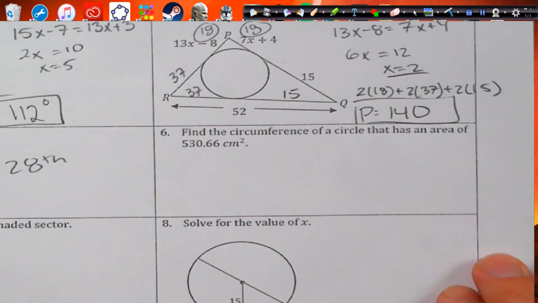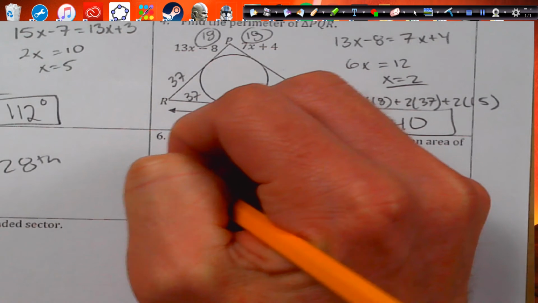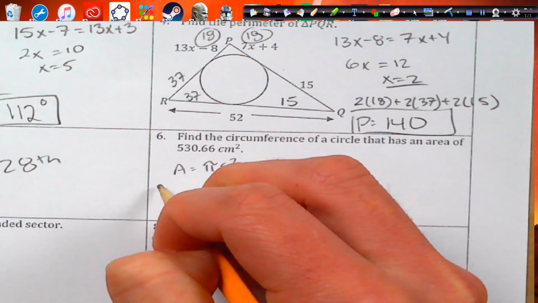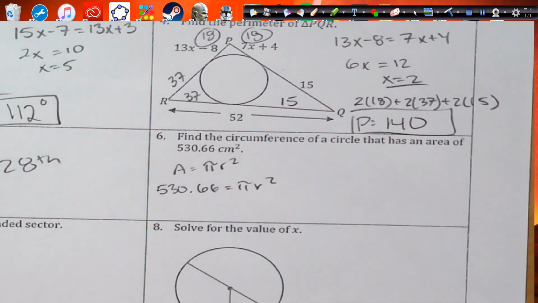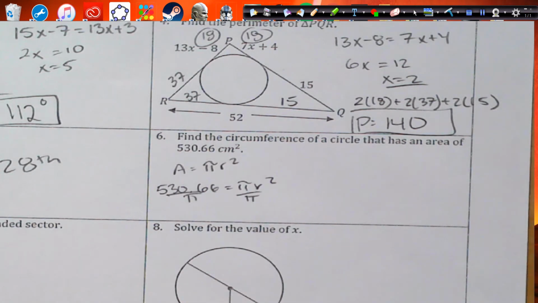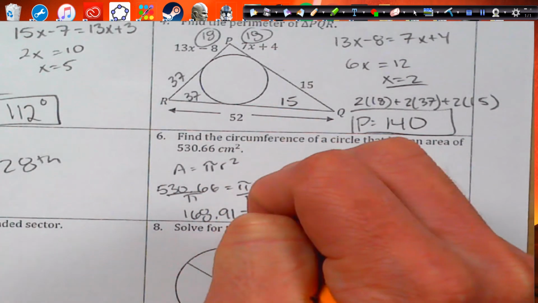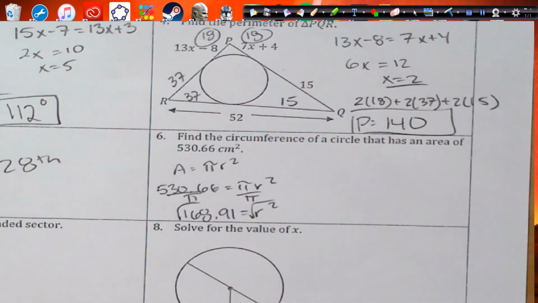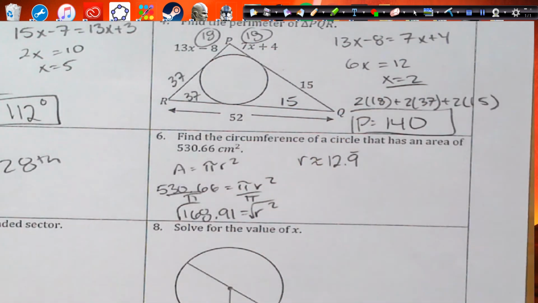Okay, the circumference of a circle that has an area. First of all, the area formula is pi r squared. So if we know the area, we can actually solve for r. So divide by pi. And 530.66 divided by pi is going to be 168.91 equals r squared. Then take the square root of that. And r is roughly 12.9, repeating almost.